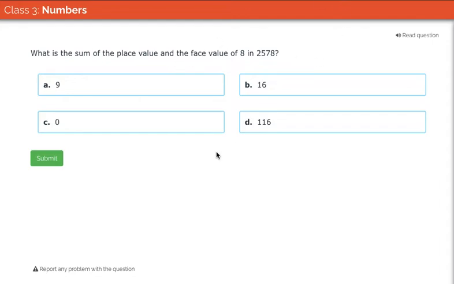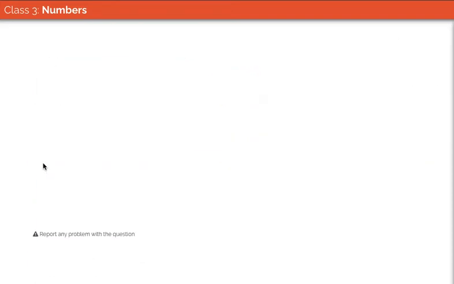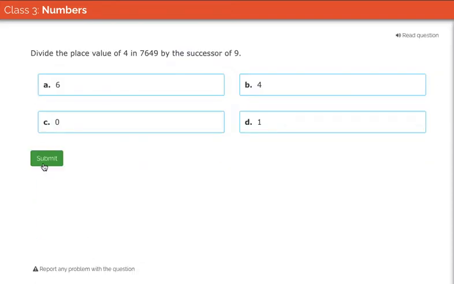Oh, 8 plus 8, 16. You're sharp. Divide the place value of 4 by the successor of 9. The successor of 9 is 10, and the place value of 4 over here is 40. So 40 divided by 10 is 4.